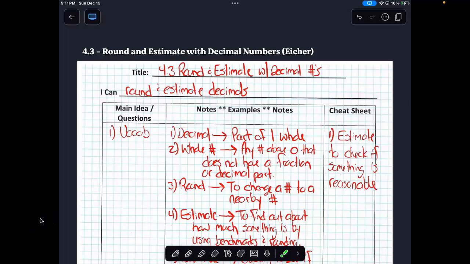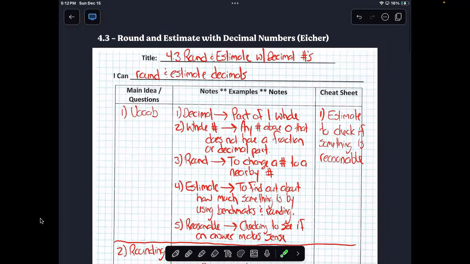Hello, everybody. Today we are going to finish the notes we started last week on rounding and estimating with decimal numbers. I'm using Iker's class notes, but you all got basically to the same spot last week. The title and the I can statement are already done. You guys have written that already. You should have your notes out, the 4.3 notes that we started last week, and ready to go.